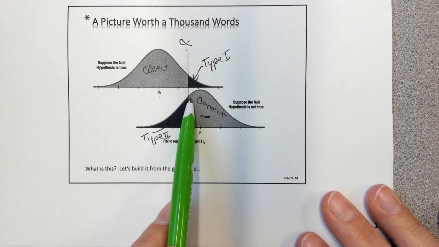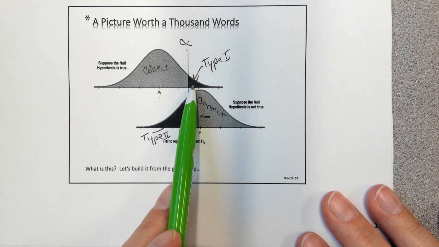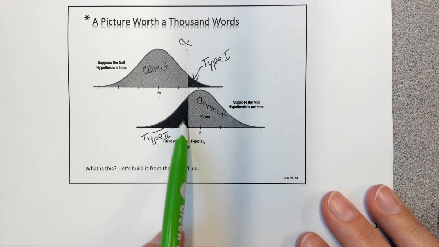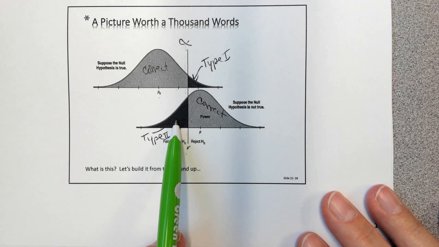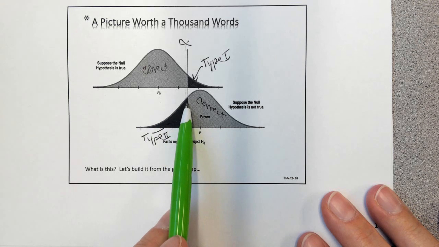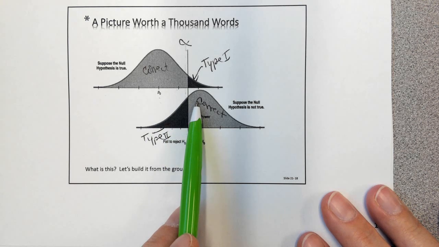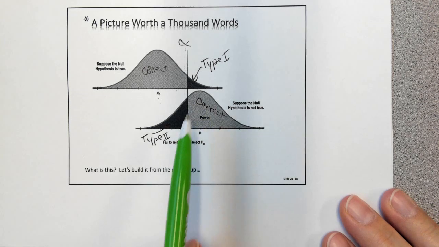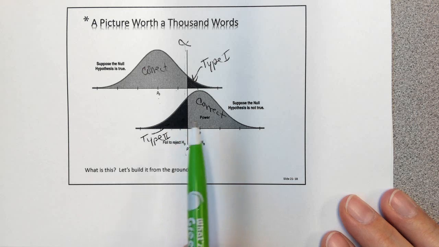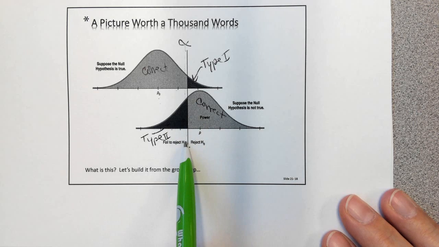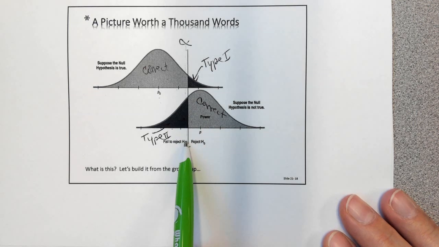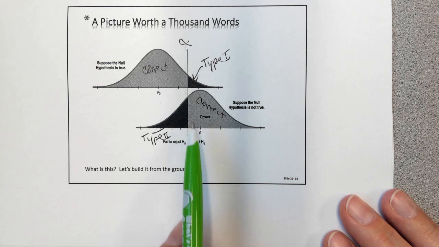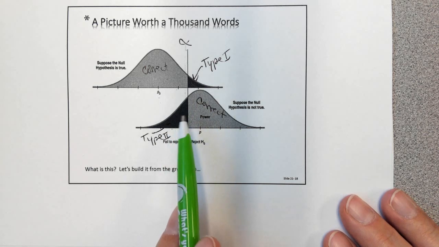And if you move that alpha line to the left, the area under type 1 gets bigger and type 2 gets smaller. So you can fix one and mess up the other. If you move that alpha level to the right, then one gets bigger, one gets smaller, and you mess one up and fix the other. So since alpha is movable because you get to pick it, you can control somewhat how much error there is.